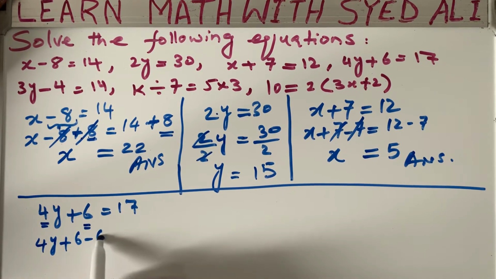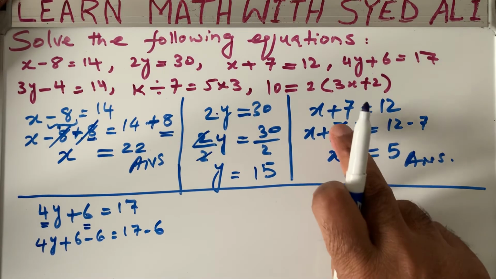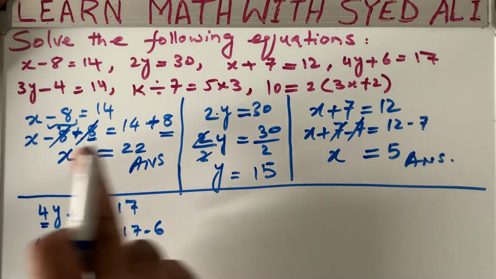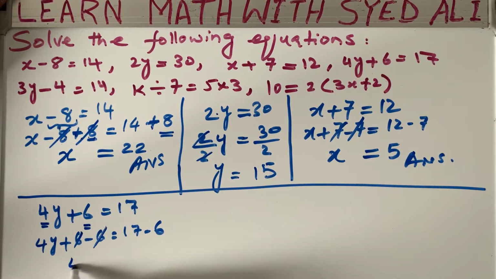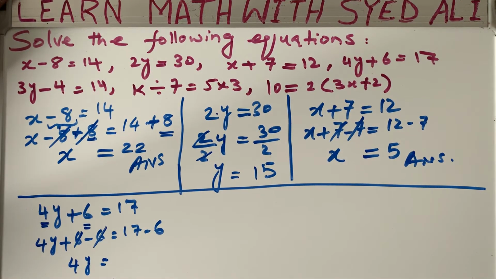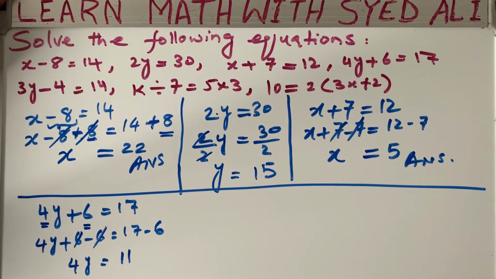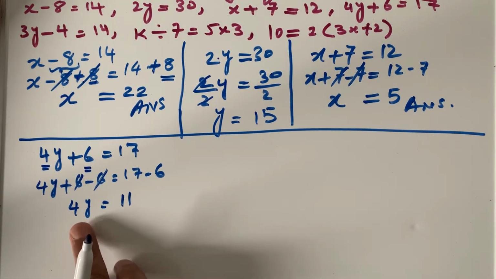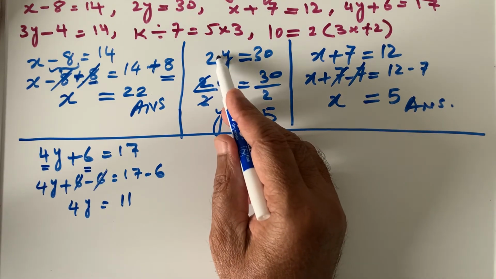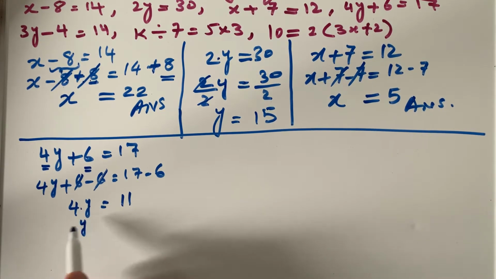So plus 6 minus 6 is equal to 17 minus 6, right? This is exactly the same as what we did here, x plus 7, right? Or here we did the same, x minus 8, right? So we get rid of 6 now, and my equation is reduced to 4y is equal to 17 minus 6, which is 11, right? So 11. And now the second step comes in. This question is now exactly the same as my example 2, because now 4 is being multiplied by y and I need to get rid of it.